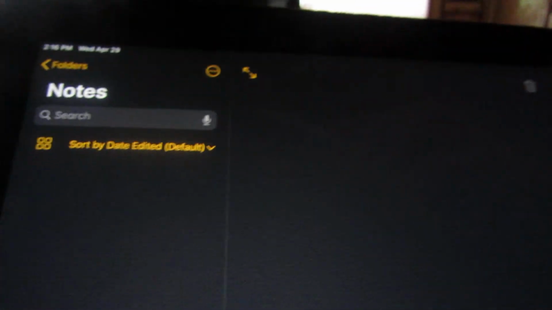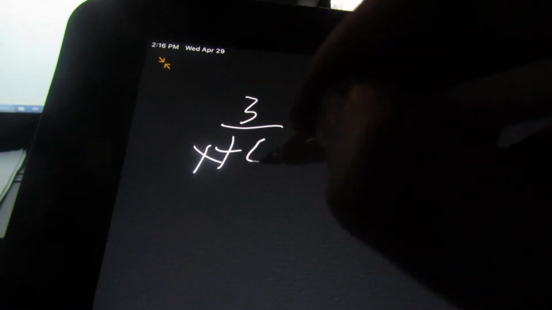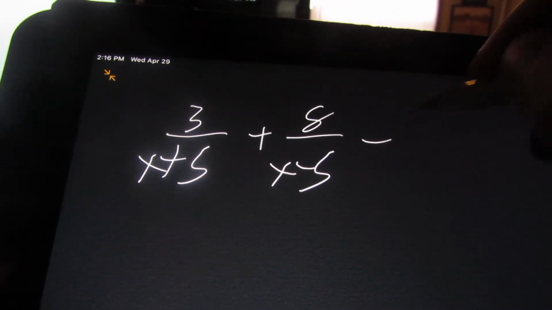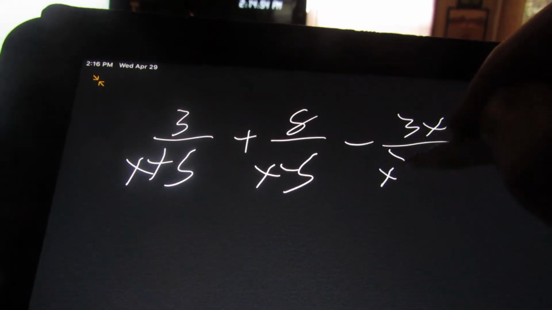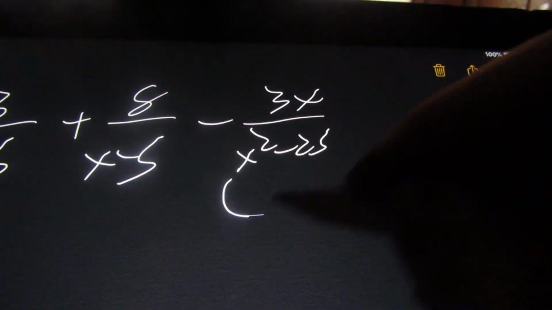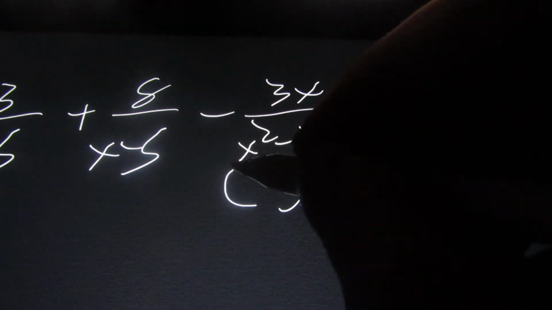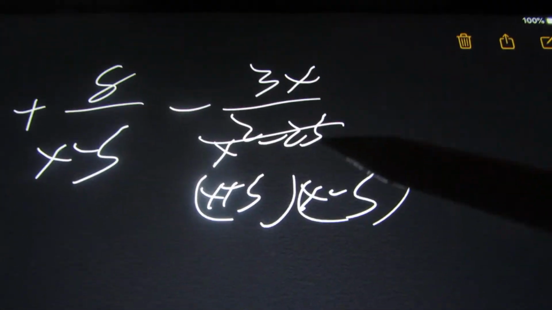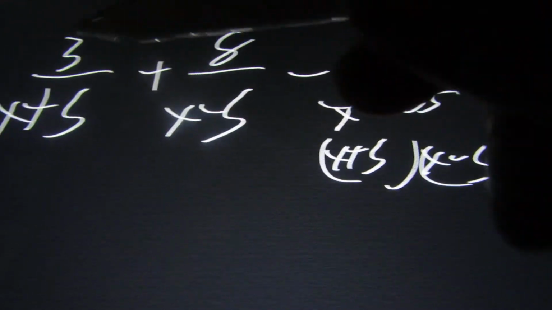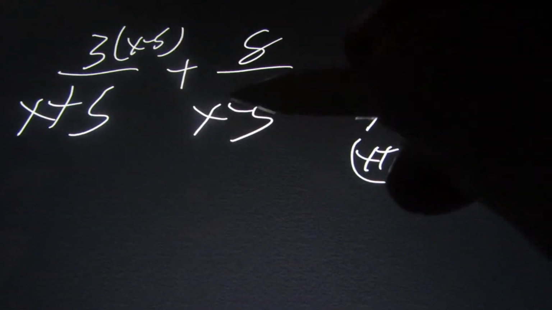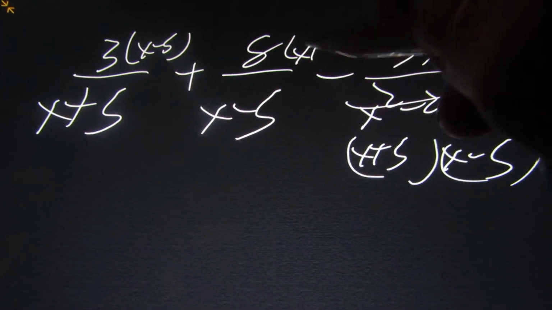And the last one, we have 3 over (x plus 5) plus 8 over (x minus 5) minus 3x over (x squared minus 25). What I'm going to do is just factor this one, because it's a difference of two squares, so (x plus 5)(x minus 5). So that's what the denominator is here. So this one has an x plus 5, but it needs an x minus 5. This one has an x minus 5, so it needs an x plus 5.